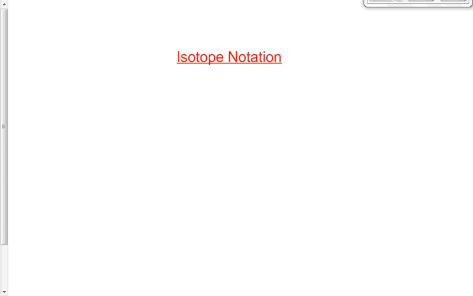Now, in order to talk about the nucleus of the atom and radioactivity, we need to be familiar with a term called an isotope and another notation called isotope notation. An isotope, you'll be familiar with this if you've taken chemistry. An isotope is a version of an element. It's a particular version of an element.